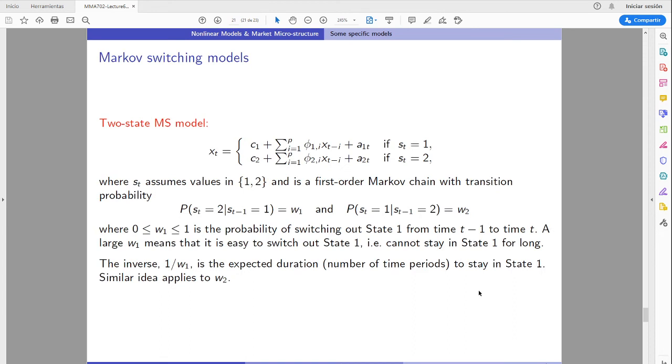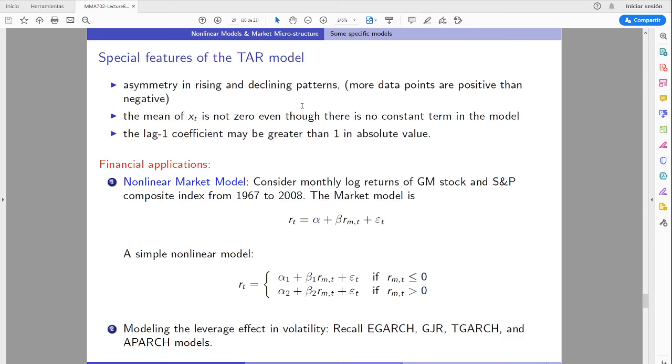However, what is so special about this model? So first of all, it's asymmetric. Second one, the mean of the observations is not 0, even though there is no constant term in the model. And third one, the first lag coefficient might be greater than 1 in absolute value. As we saw in AR models, having something greater than 1 in absolute value was a big no-no, but here it offers interesting possibilities. I'm going to show some financial applications of this.